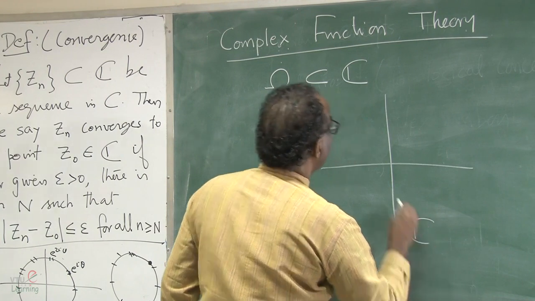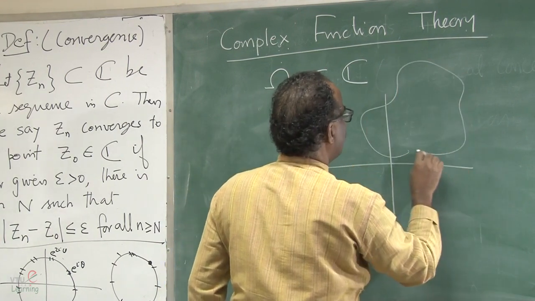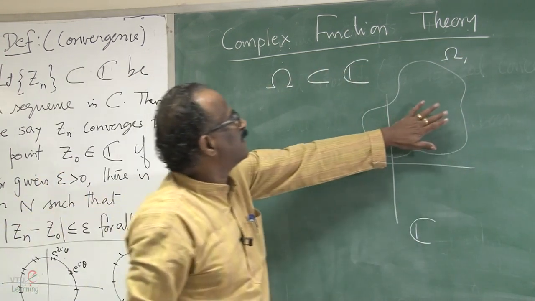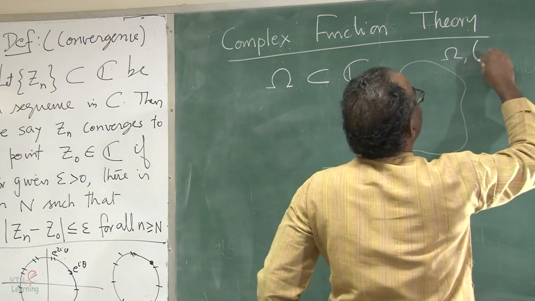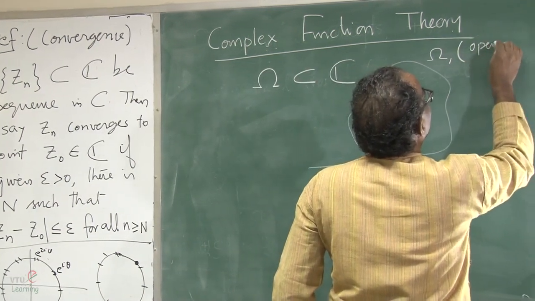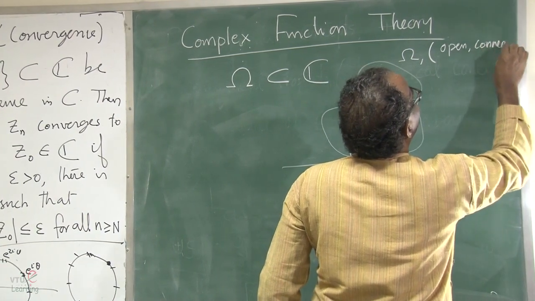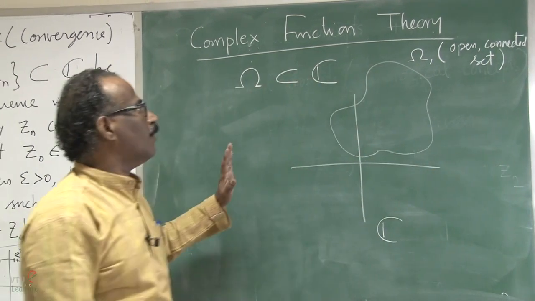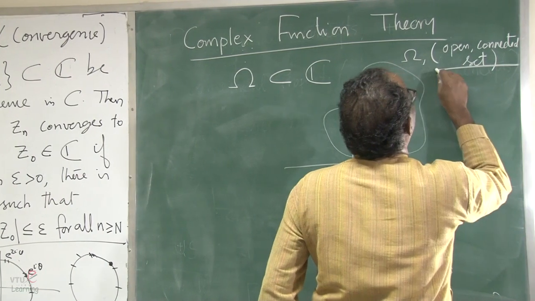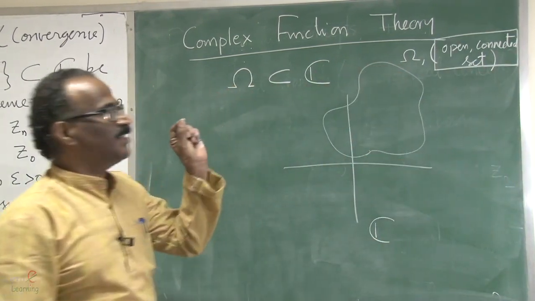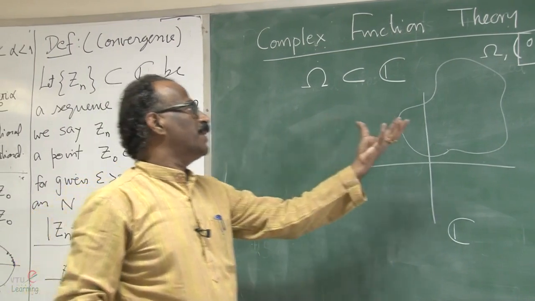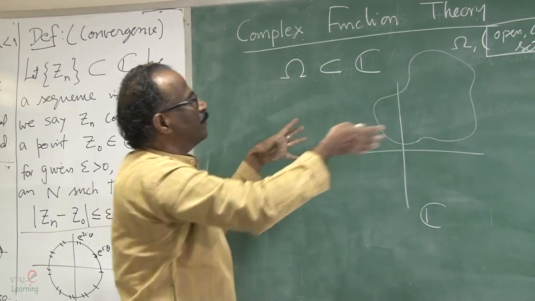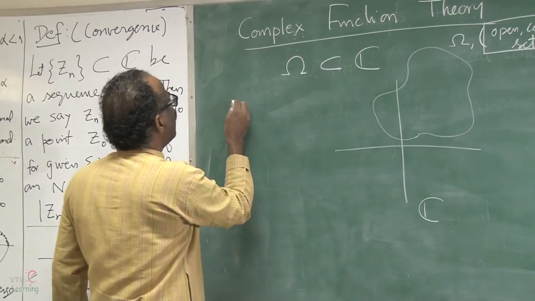You have a complex plane C, so you may have a domain here. A domain has a very precise definition, but you just think of it as some region. If you want a precise definition, it's called an open connected set. You may ask, what is this openness and what is this connectedness? But do not worry about all this very precise definition of openness and connectedness. Think of it as a region, maybe connected by a nice curve or something like that. Okay, so you have a complex function.